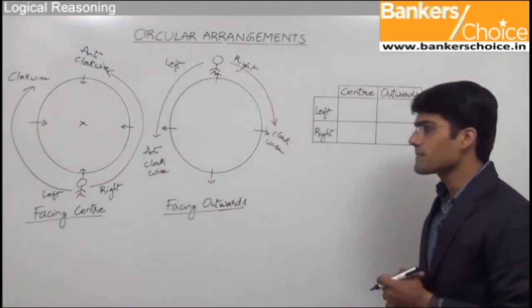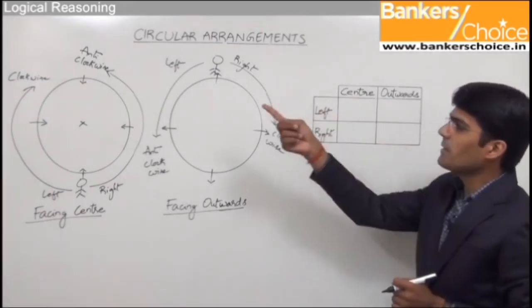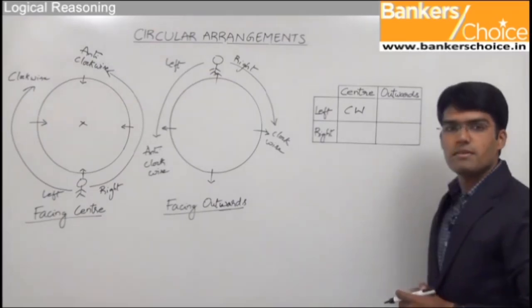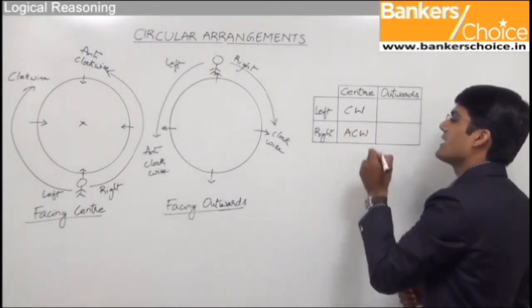Now as we have already learned, when a person is facing center, left of the person should be taken in clockwise direction. So we can say that the left of the person is in clockwise direction and the right of the person should be in anti-clockwise direction.